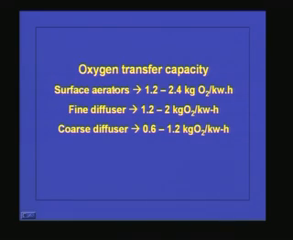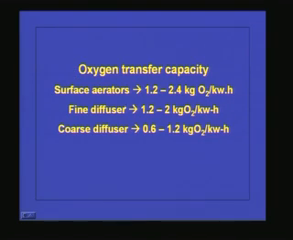If you go for surface aerators, in most of the cases in India we use surface aerators. Their oxygen transfer capacity varies from 1.2 to 2.4 kilogram of oxygen per kilowatt hour. And if you go for fine diffusers, the oxygen transfer capacity is 1.2 to 2 kilogram oxygen per kilowatt hour. And if you go for coarse diffuser, the oxygen transfer capacity is 0.6 to 1.2 kilogram oxygen per kilowatt hour.